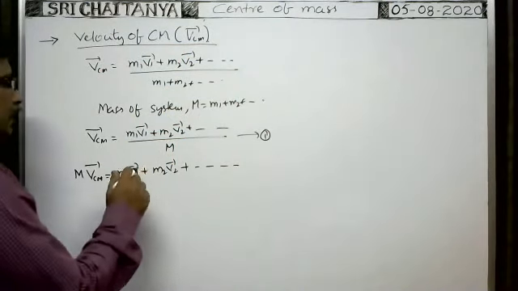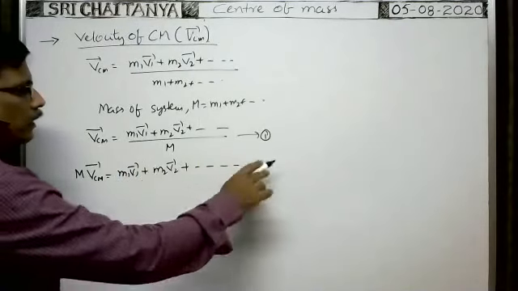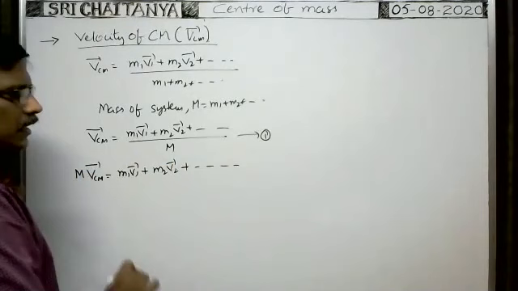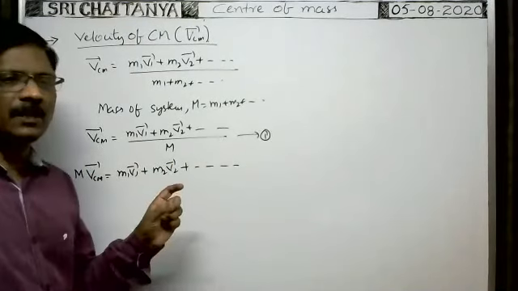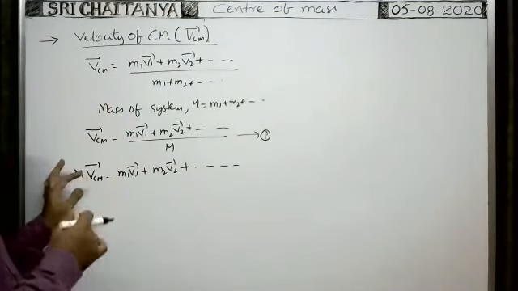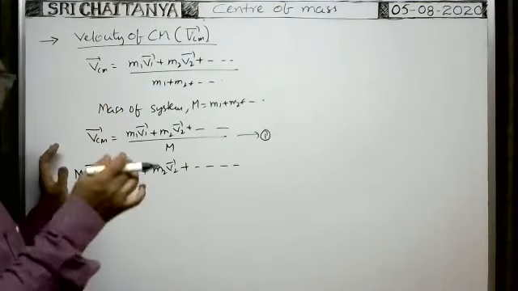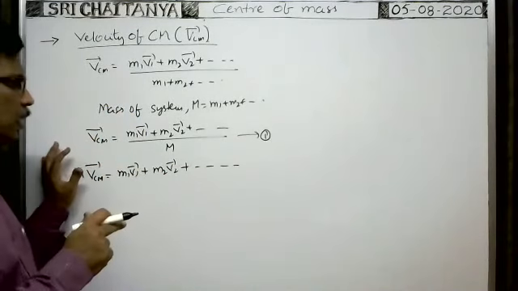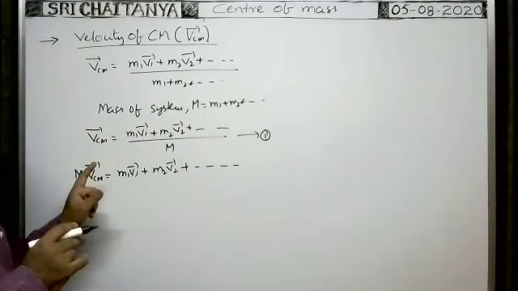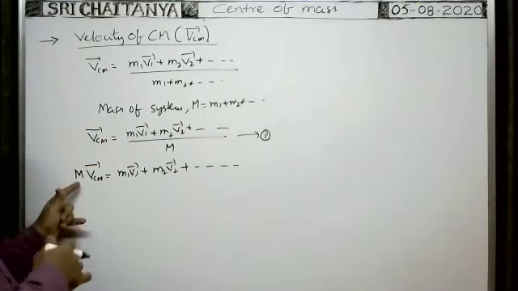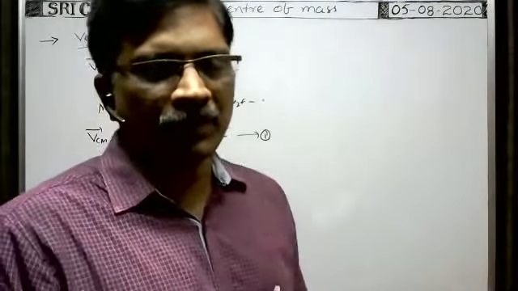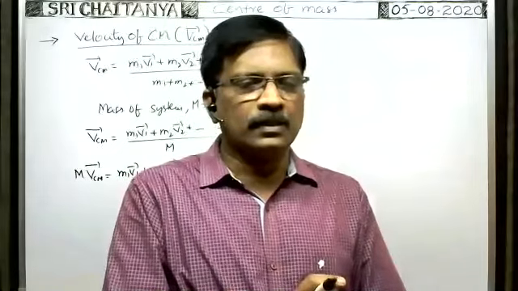That means the vector sum of the momentum of all particles in a system is equal to the total mass of the system into the velocity of center of mass. If you imagine the total mass of the system exists at the position of the center of mass, then the product of the mass of the entire system into the velocity of center of mass gives the total momentum of all particles in a system. So from this it is clear that the total mass can be imagined at the position of center of mass. That's why Newton's laws can be applied to the center of mass.